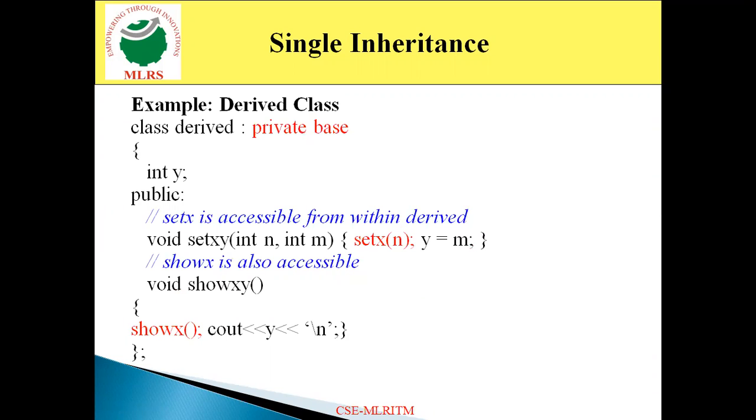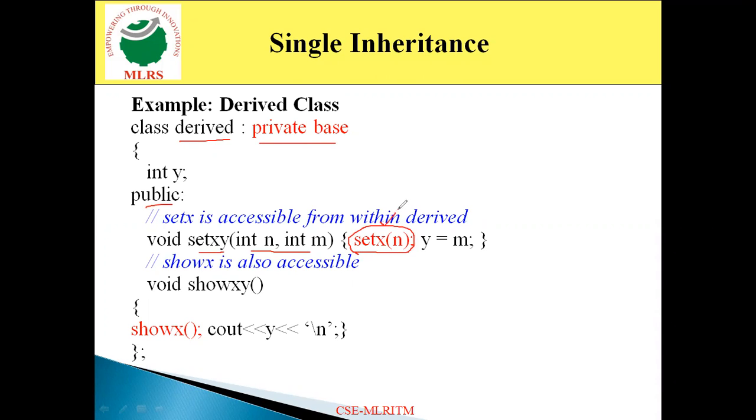Now look at this one. Again, we specify the same thing. Now class derived, here I am deriving a class derived in private mode. Now what I specify here is a setXY function in public mode, with two parameters, int n, comma, int m. Then in this I am calling the setX function which is there in the base class.